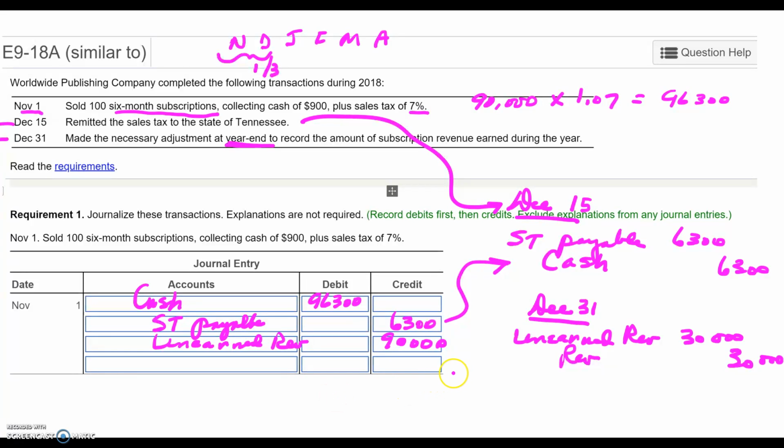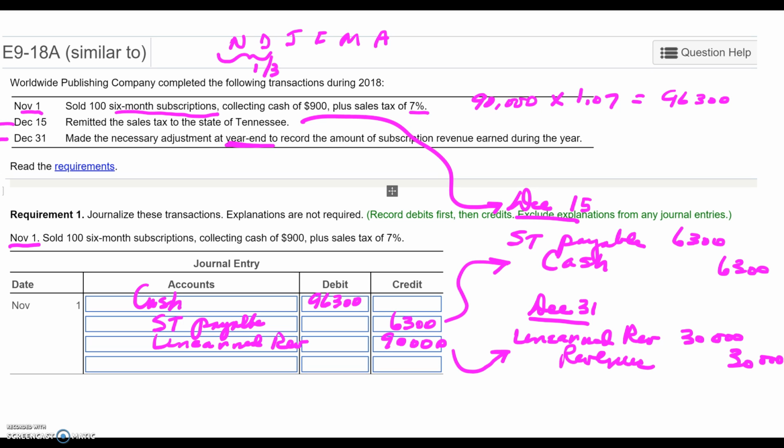And of course this entry is necessary because we sold 6-month subscriptions. My assumption is they began November 1. So 2 months have gone by, November and December. So we're going to reverse out 1/3 of this $90,000 or $30,000. We're going to reverse out the unearned revenue for that 1/3 portion, and we're going to pick up the revenue, earned revenue or sales, whatever our account title is, for that portion. And that's it. That's all there is to that particular type of question.